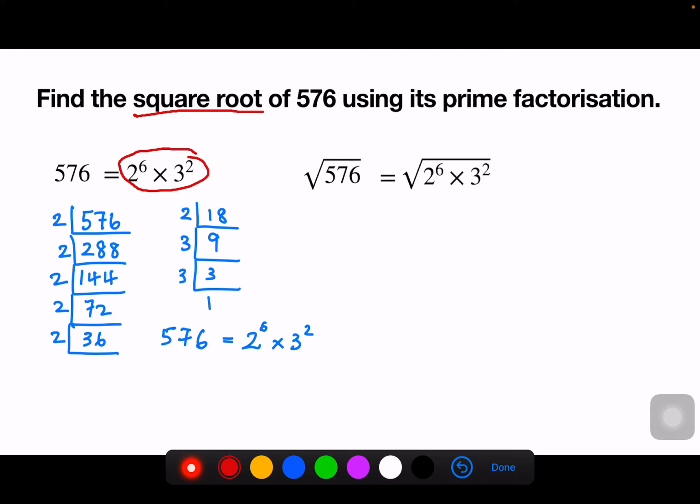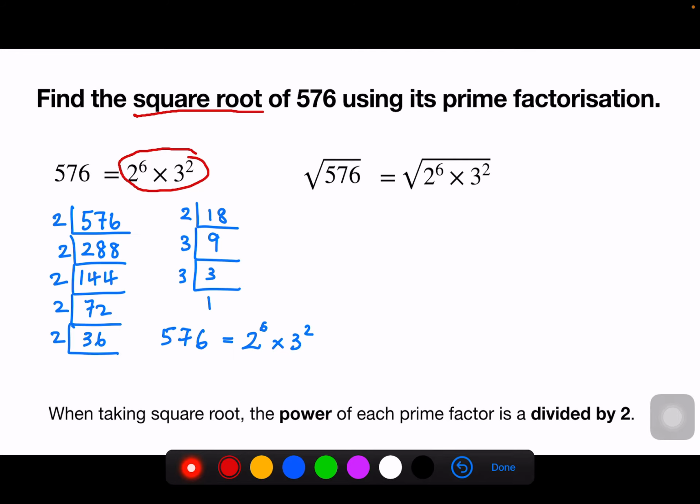Alright, so now remember that when we want to find the square root of something, we're going to take the power of each prime factor and divide it by 2. So we have power of 6 here, we have power of 2 here, and each one we're going to divide by 2. Okay? Alright, so 6 divided by 2 will be 3. 2 divided by 2 will be 1. So you get 2 power of 3 times 3 power of 1.